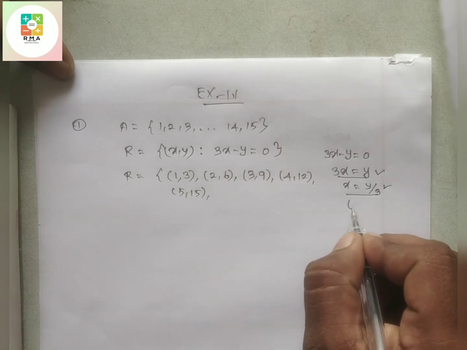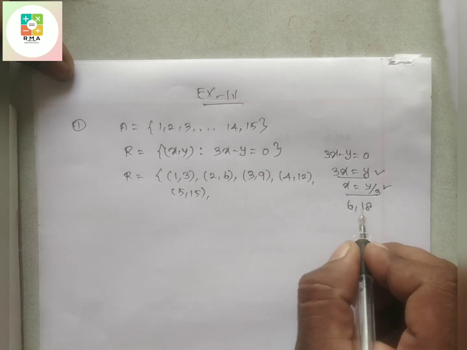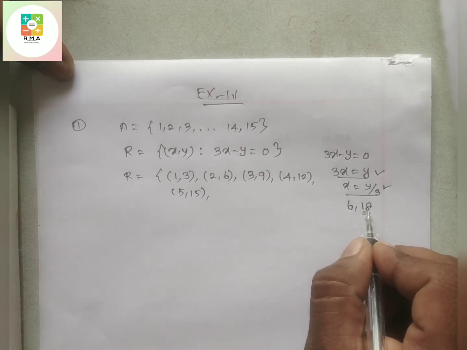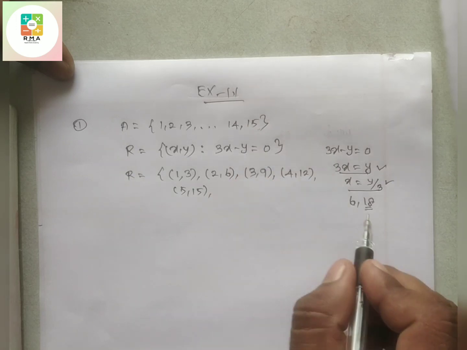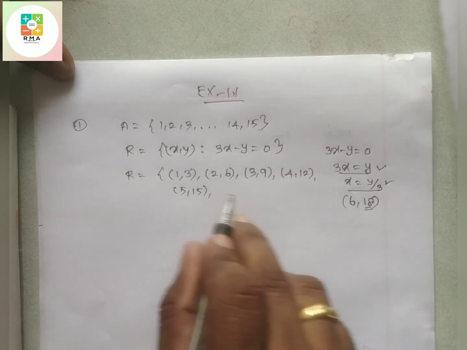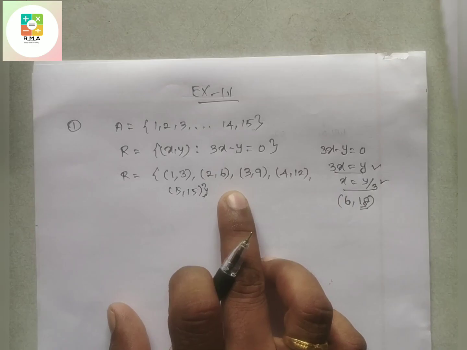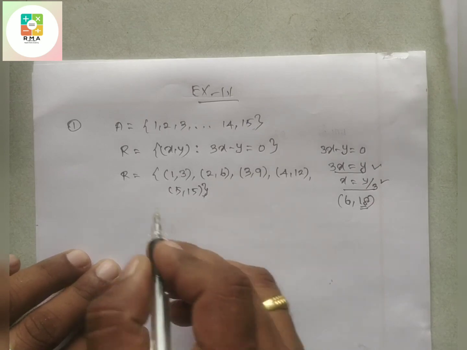Suppose I am taking 6, what will happen? (6, 18) should come, but this 18 is not in the given set. So this pair is not applicable, this pair is not in the relation. So these are my elements here. Clear? So I found my relation set.